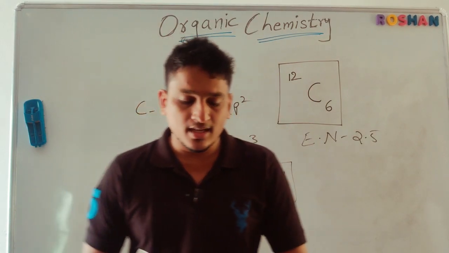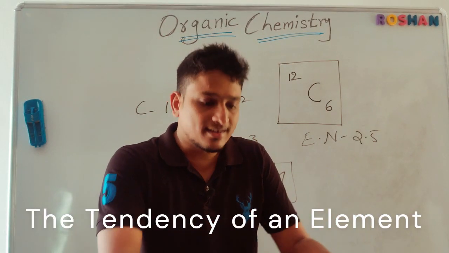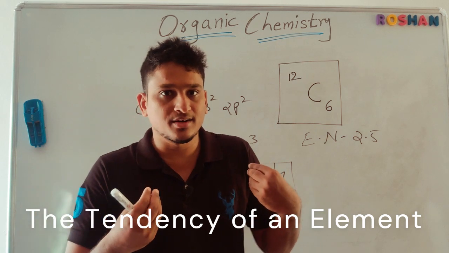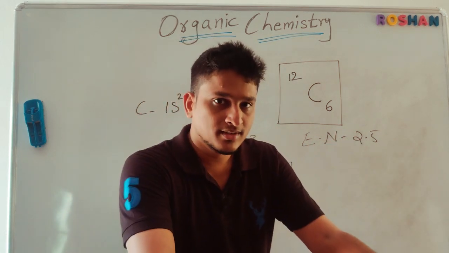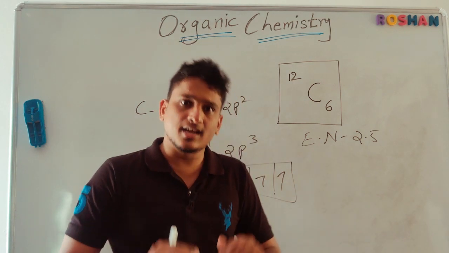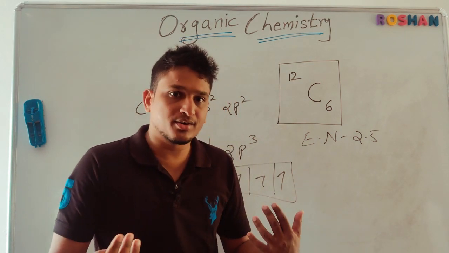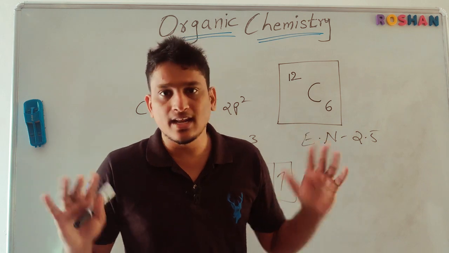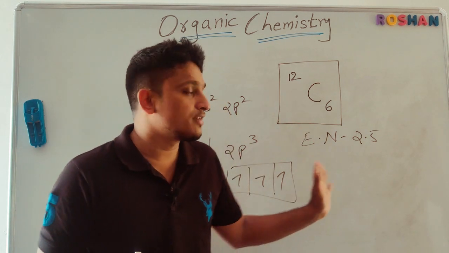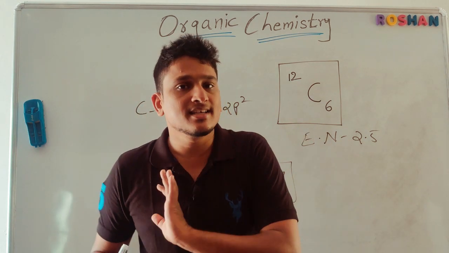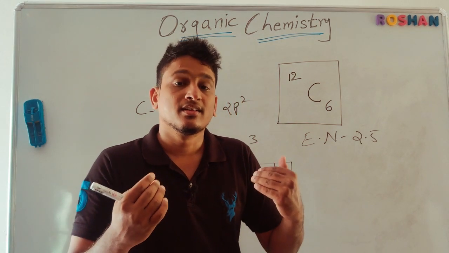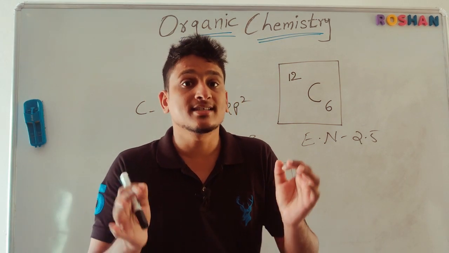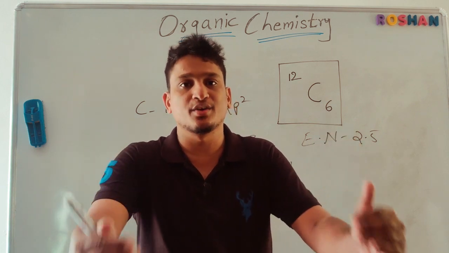What is electronegativity? The tendency of an atom to attract the electrons towards itself is called electronegativity. In the periodic table, we have elements which are highly electronegative and elements which are very less electronegative. That means some elements can lose electrons, some can gain electrons. But carbon's electronegativity is 2.5. It doesn't have the capacity to lose or to gain. Then what will happen? It has the capacity to share its electrons.